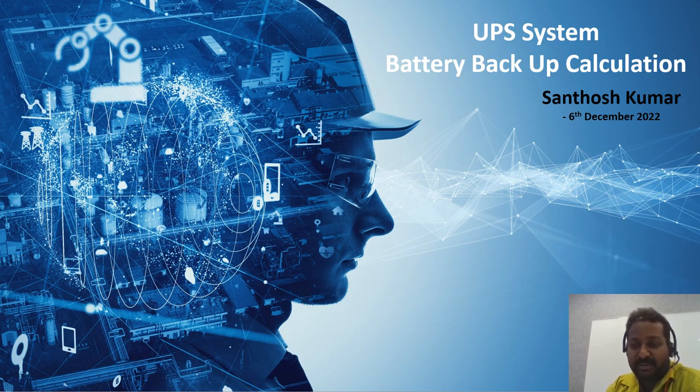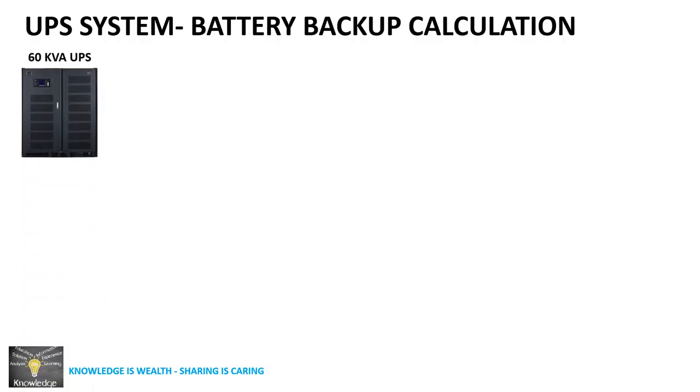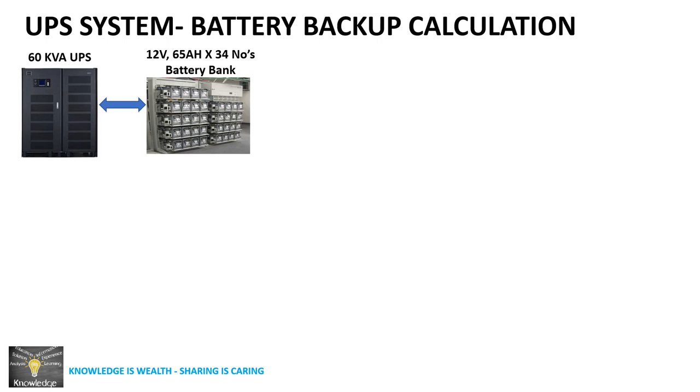I'm Santosh Kumar. Today we're going to discuss UPS system battery backup calculations. Let us take one example of a 60 kVA UPS system connected to a battery bank of 65 Ah capacity, 34 numbers, connected to the 60 kVA UPS. Let's calculate the UPS battery backup at full load.